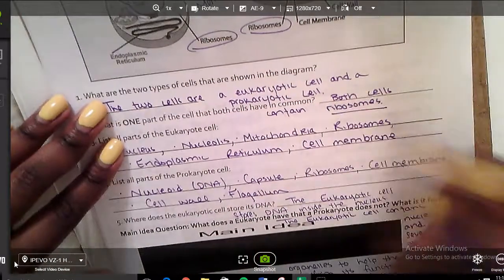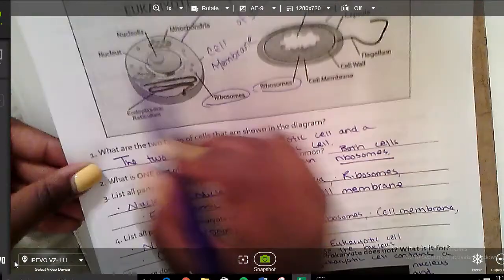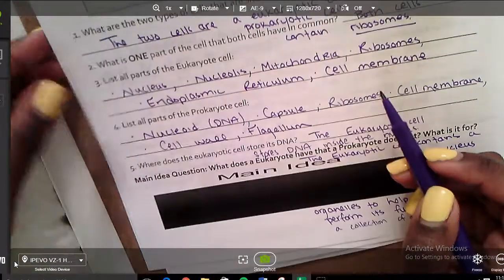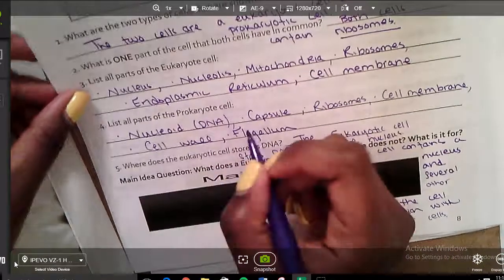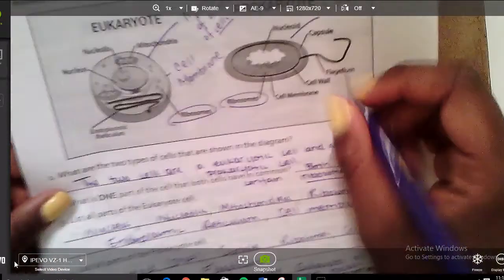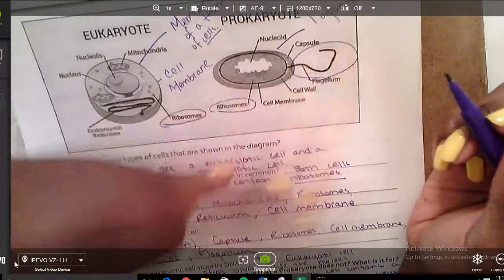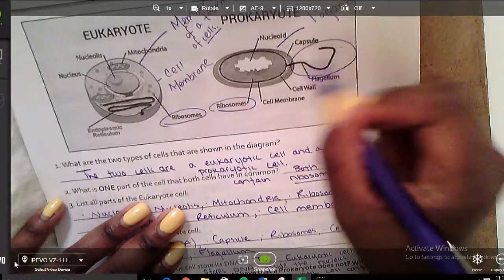You can say ribosomes. It says list all parts of the eukaryote cell. So all we did was list all the pieces here. For number 4, list all the parts of the prokaryote cell. List all the pieces here. I do want to note that this flagellum here is used for movement. So the cell is going to whip this back and forth, almost like a fish's tail, and that is how it moves.